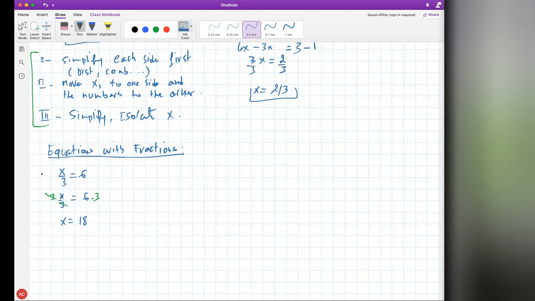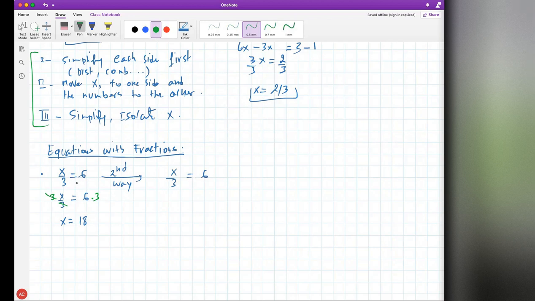That's the case with one fraction. Sometimes you may have, well, there's another way of doing this. This is one way, and we have a second way. So basically, we simply multiply 6 by 3.